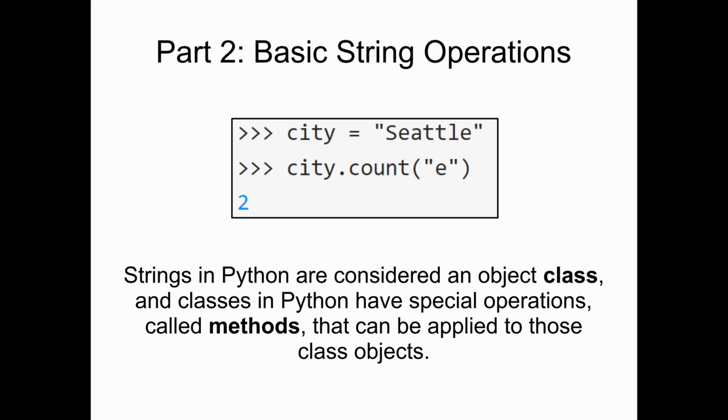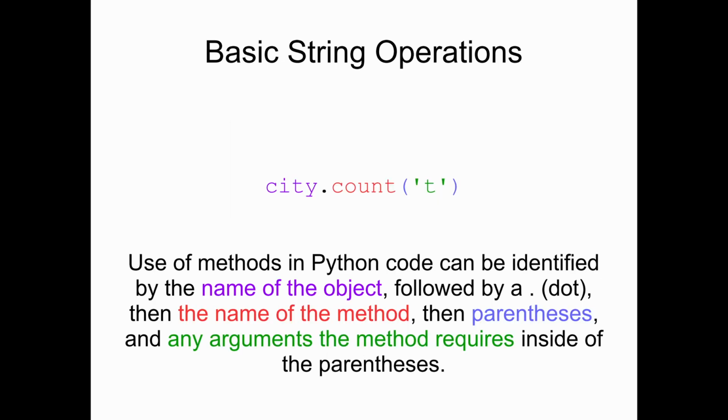Strings in Python are considered an object class, and classes in Python have special operations called methods that can be applied to those class objects. Use of methods in Python code can be identified by the name of the object, followed by a dot, then the name of the method, then parentheses, and any arguments the method requires inside of the parentheses.